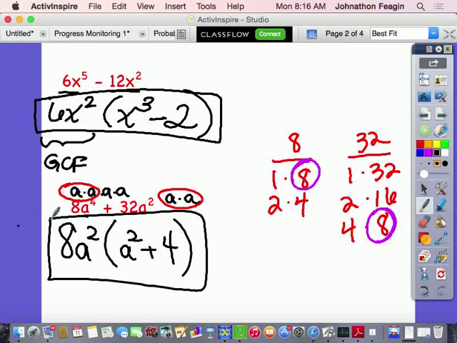At any point in time in this video, if you are confused, you can rewind, you can pause, you can try the problem yourself and then check the answer.